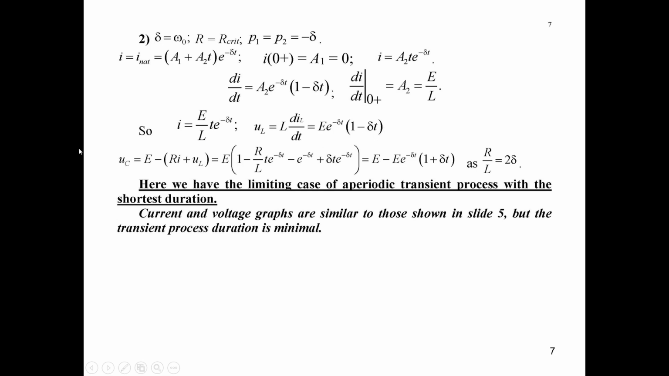Then we can determine UC, the voltage drop across the capacitance. It will be the forced component equal to just the EMF, because in the steady state regime after commutation there is no current from the DC EMF, and all this EMF will be applied to the capacitance, so it is the forced component. I have talked about it in the previous lecture and lectures before.